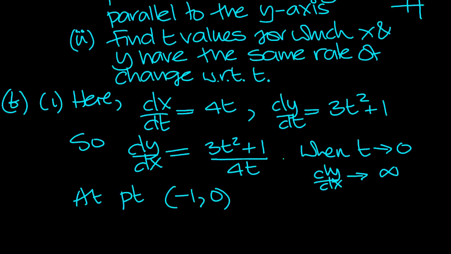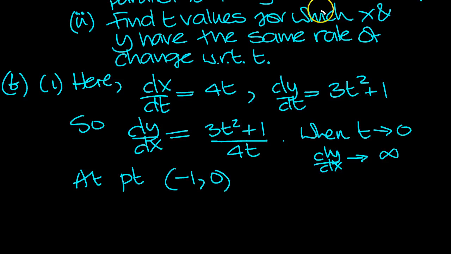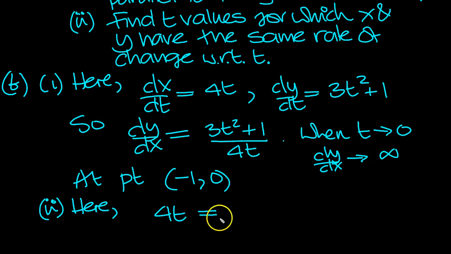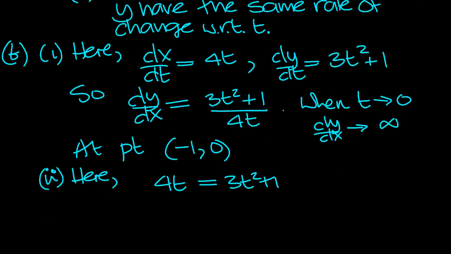Now part 2 then. Find the t values for which x and y have the same rate of change with respect to t. So when does dx dt equal dy dt? So let's work that out. So when does 4t equal 3t squared plus 1? So it's a quadratic in t. So we get 3t squared minus 4t plus 1 equals 0.